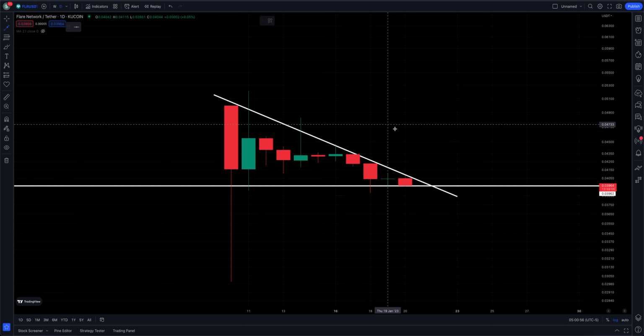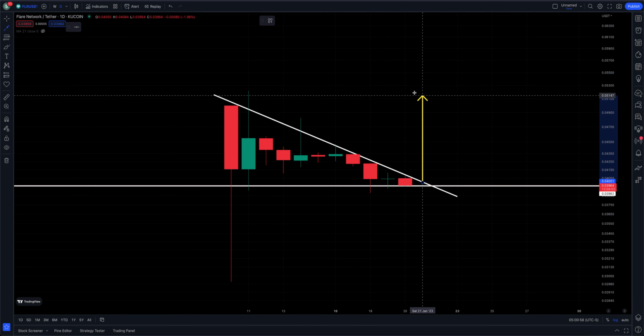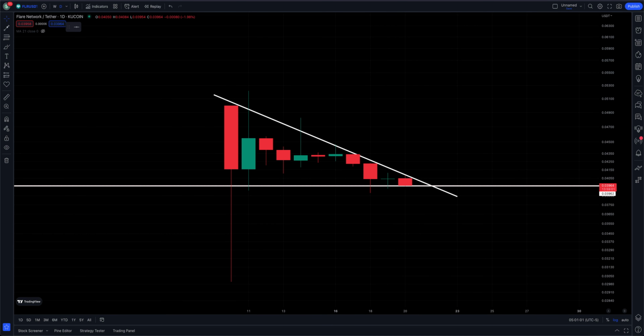Like I said, this pattern tells us that a break to the upside is coming, but of course we could break to the downside. Sometimes you'll see stocks or cryptos break to the downside just to reverse and actually go back up. So that is a big shakeout they do.